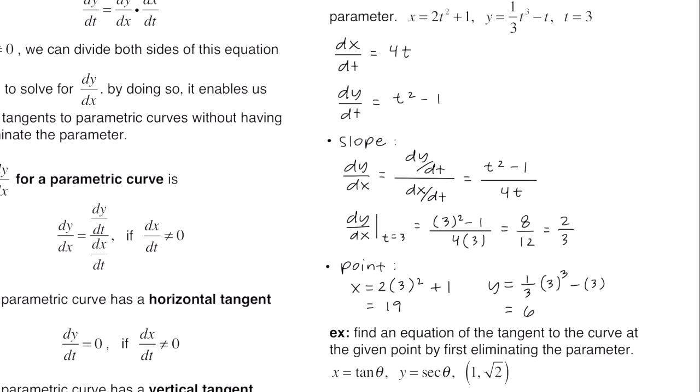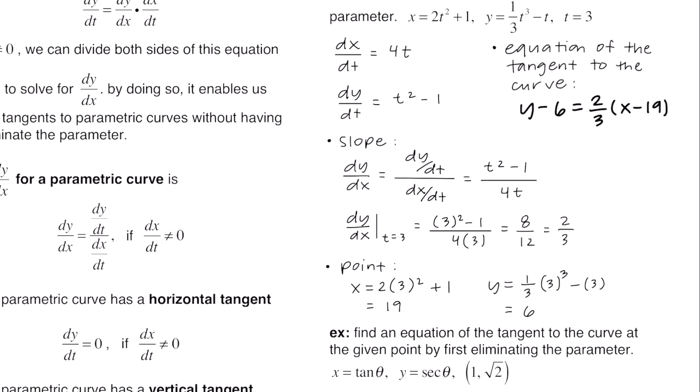So we're going to plug those into point-slope form to get the equation of a tangent line. And we get y minus 6 equals 2/3 times the quantity x minus 19.